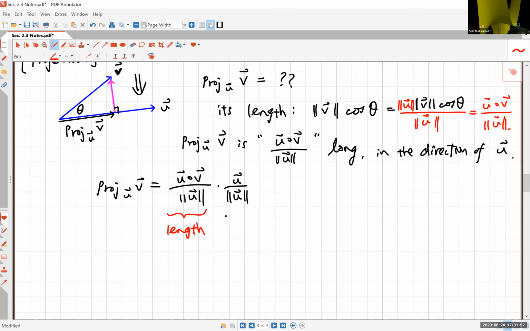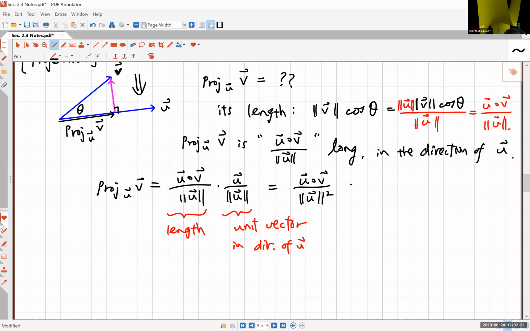whose length is this, and this is the unit vector in the direction of u, right? And if you multiply the unit vector in the direction times the length, then you get the vector that has the direction and the length you want. So this is the projection of v onto u. Of course, it's not in a nice form yet, so let's go ahead and try to make this simpler. Denominator, well, that's the norm of u squared. And by the way, everything I've written so far is a scalar, right?